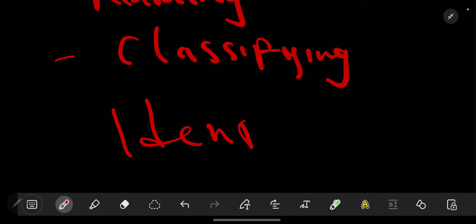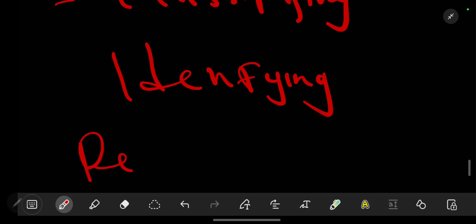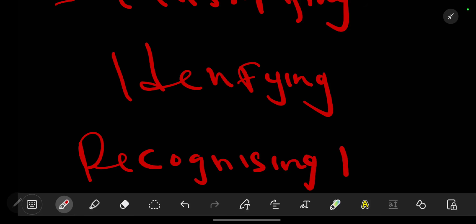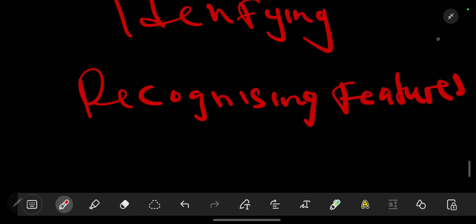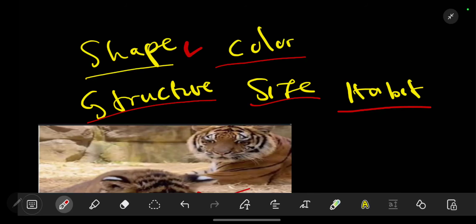What is it? Under identification, this involves recognizing the features of an organism, such as the shape, the size, the color, the habitat, and the structure.